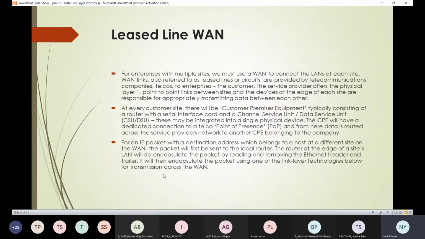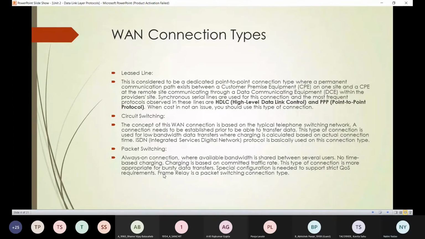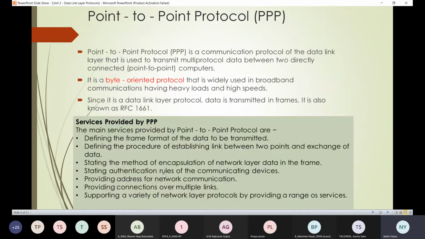Okay, so as I already told you, this particular leased line is used as a dedicated line, and one end is connected to customer premise equipment and the other end is connected to the remote side CPE, and they are communicating through a data communication equipment. Fine. Now let's look into the point-to-point protocol. Fine. So till now what have we seen? We have seen that the point-to-point protocol and HDLC protocol are used at the second layer of the TCP/IP model.